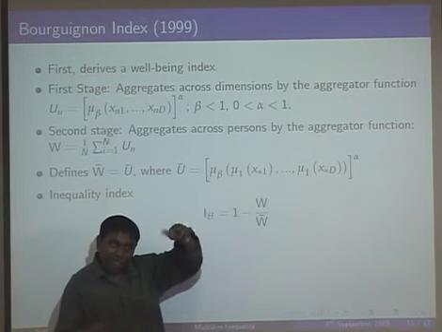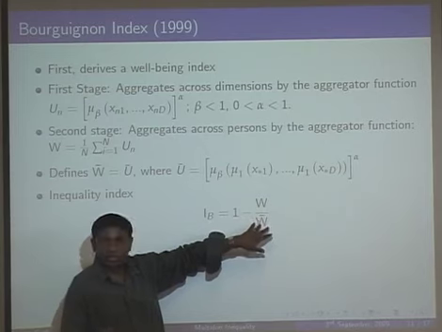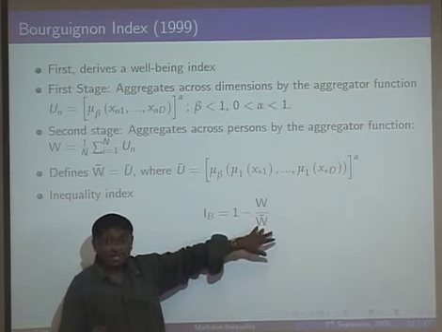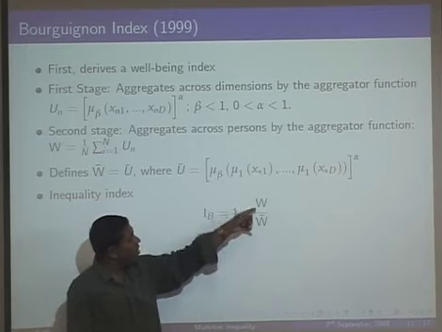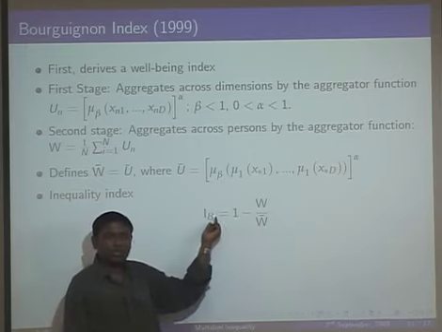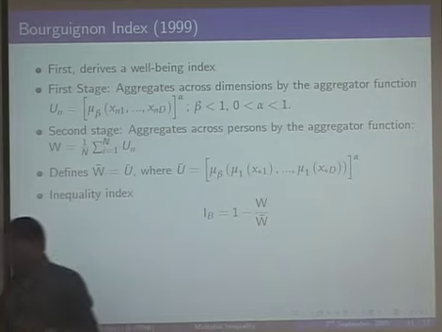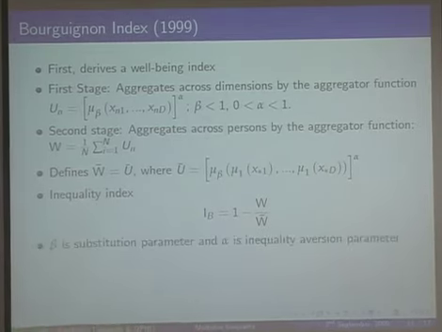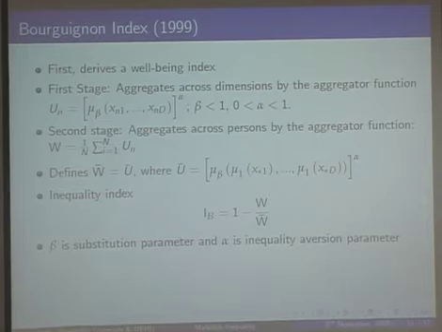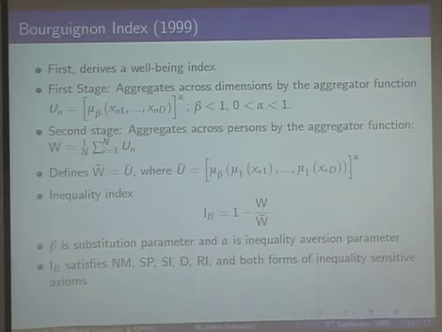Okay? When it is perfectly equal, this is equal to this one. As a result, inequality is 0. Because W bar divided by W bar equal to 1, 1 minus 1 equal to 0. So inequality is 0. Now here beta is the substitution parameter and alpha is the inequality aversion parameter. IB satisfies, okay, they're in short form, I'm sorry, I forgot to change that one.